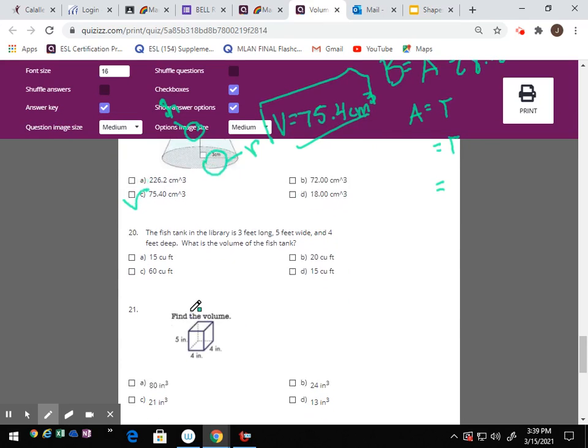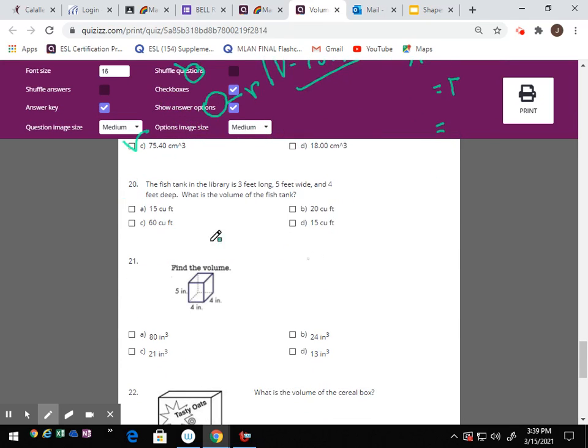We're going to do 2 more. We're going to go over number 20, and then we'll finish it up real quick. So number 20 says a fish tank in the library is 3 feet long, 5 feet wide, and 4 feet deep. What is the volume of the fish tank? So if we think about it and we draw a picture, we know the shape of our tank is a rectangular prism.